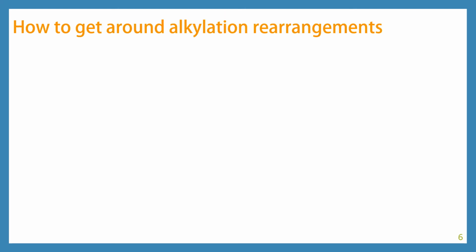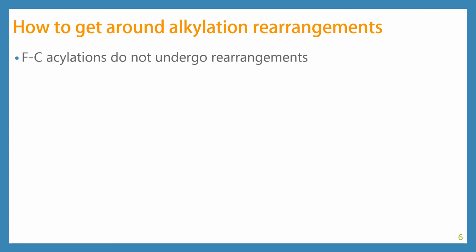So there has to be a way to get around these alkylation rearrangements so that we can create a benzene with a single unbranched alkyl chain. The trick here is that Friedel-Crafts acylations do not undergo rearrangements, so we can actually use them to add exactly the carbon chain that we want to add, and then we can remove the carbonyl. Friedel-Crafts acylations do not undergo rearrangements because their intermediate is the acylium ion. And since there is only one carbonyl carbon in this compound, there is only one possible acylium ion, and it's not going to rearrange.